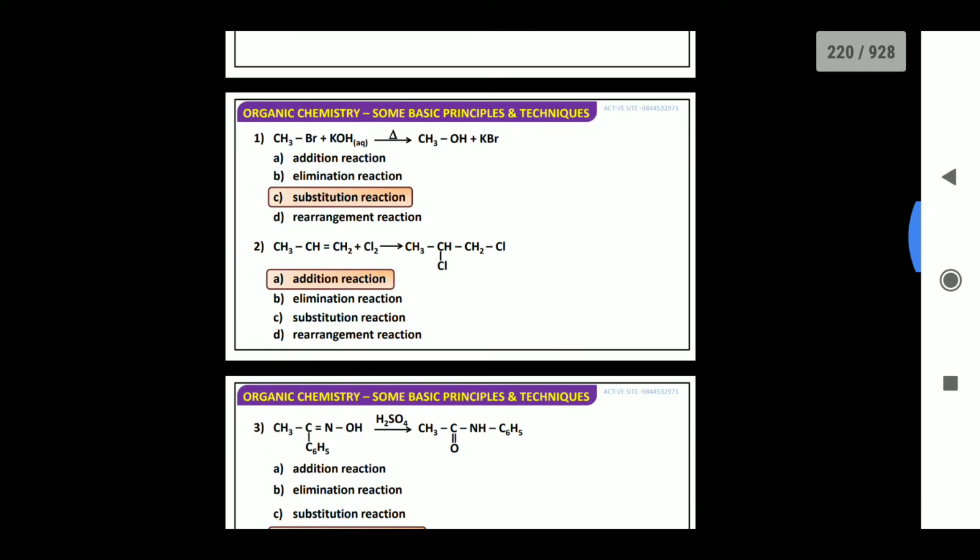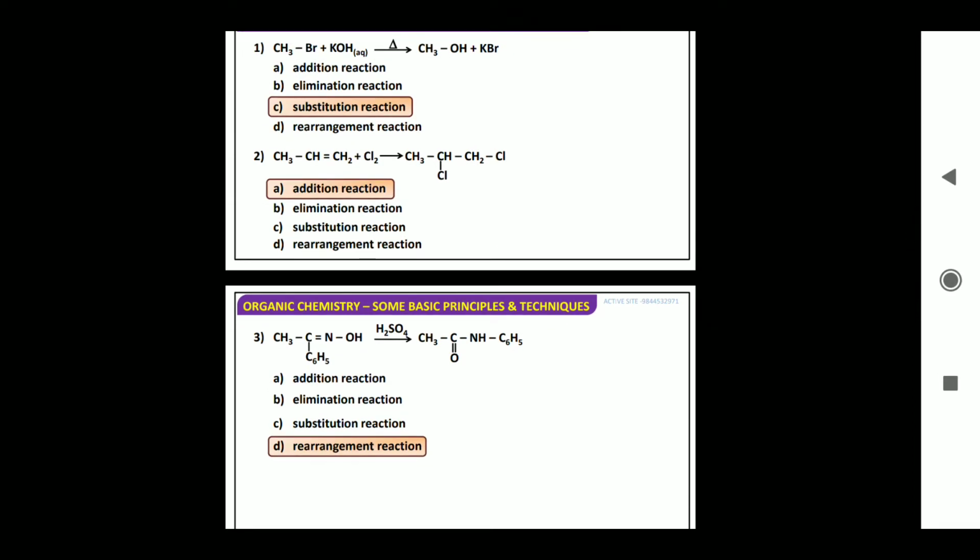Now a few basic concepts. As you can see, CH3Br, that is methyl bromide, reacts with aqueous KOH and results in the formation of methanol. So this reaction is known as substitution reaction. Second one is what? When there is an addition of chlorine atom on the propene, this kind of reaction is known as addition reaction.